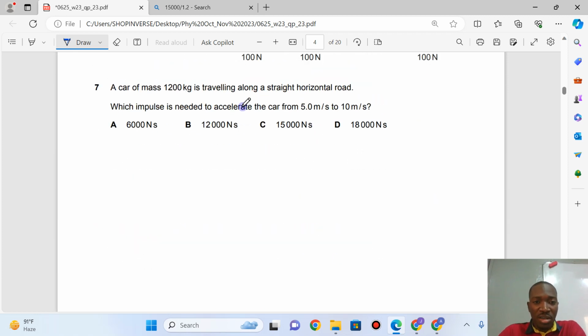A car of mass 1,200 kilograms is traveling along a straight horizontal road. Which impulse is needed to accelerate the car from 5 meters per second to 10 meters per second?